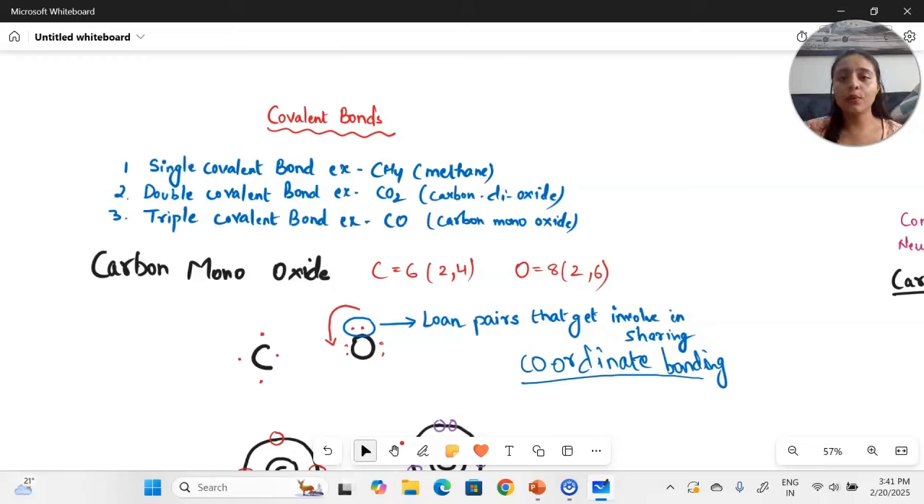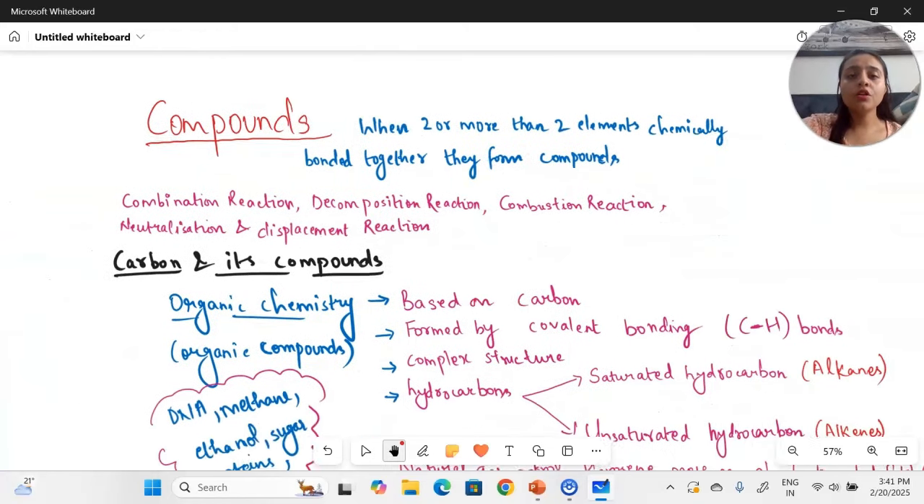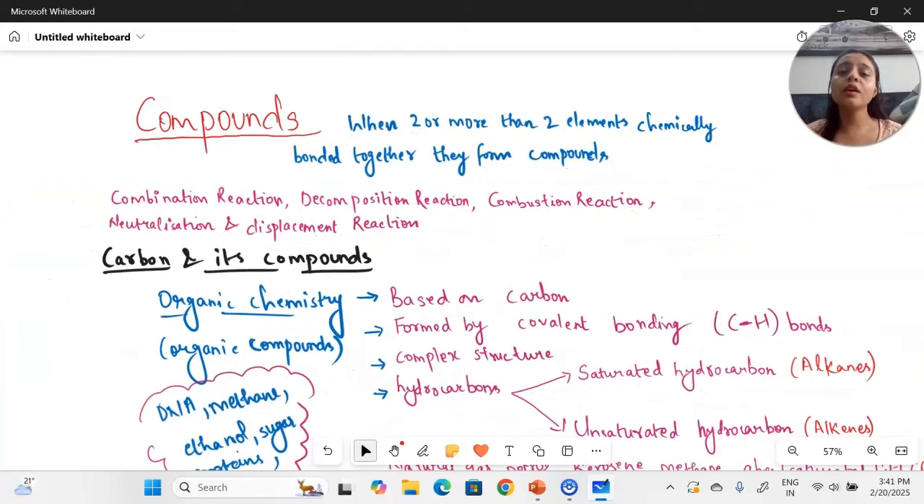You can see in the part 1 section. Now we are going to see about the compounds of carbon. So first of all, we have to begin with what compounds actually are. When two or more elements chemically bond together, they form compounds.